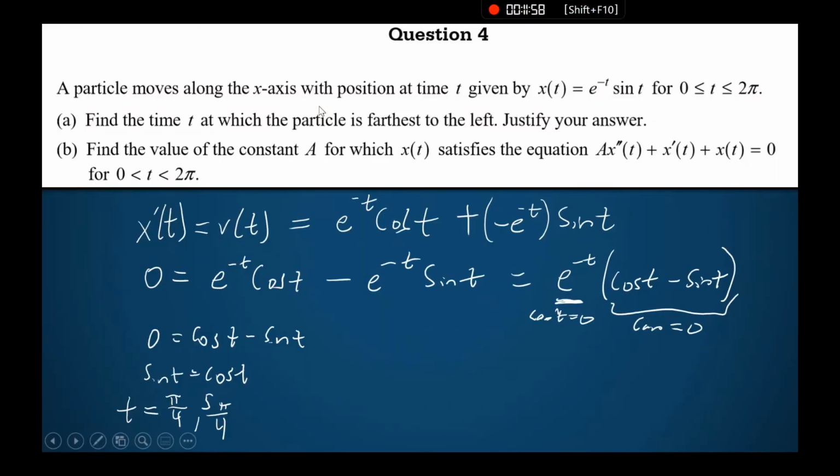Okay, so we said this is true when t is pi fourths or 5 pi fourths. So if I'm looking for when the particle is furthest to the left, that's when this position function is an absolute minimum. So as small as possible. Then I need to test my critical points, which are pi fourths and 5 pi fourths, but I also need to test what?